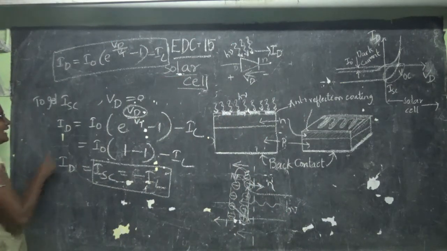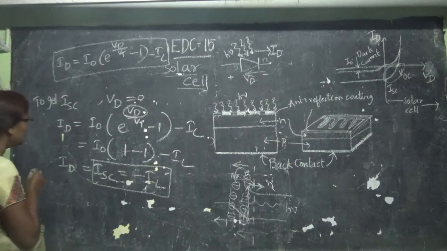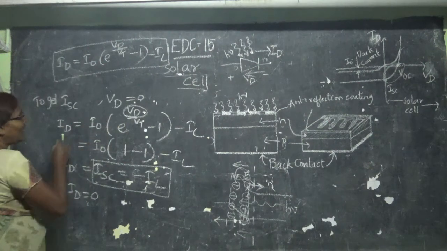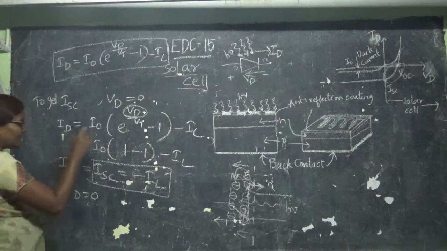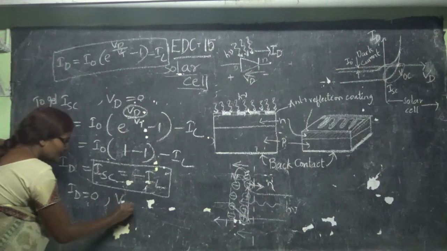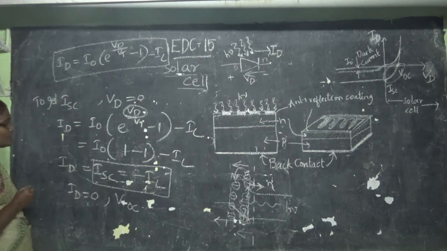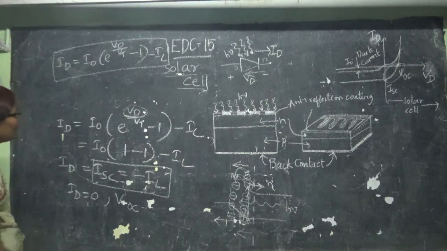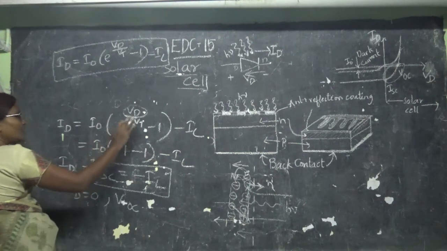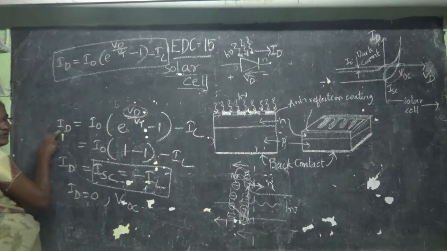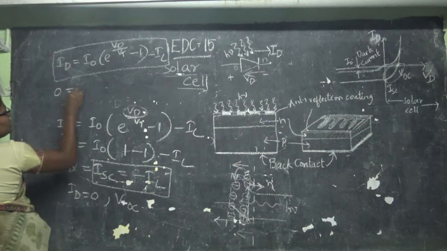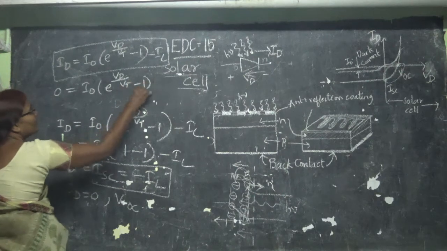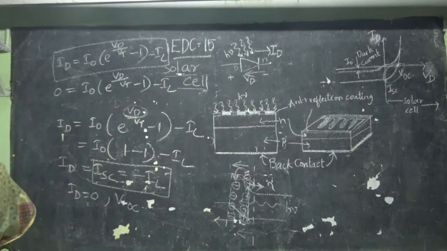Next thing. So if my ID is 0, I will get some value of voltage. And that voltage is called VOC. So let me write what will be my VOC. VOC చూద్దాం. So to get VOC, first of all, to get Vd, what I have to do? First I have to make ID 0. So 0 is equal to I naught into e to the power of Vd by Vt minus 1 minus IL. అదే కదా నా ఈక్వేషన్లో వచ్చింది.